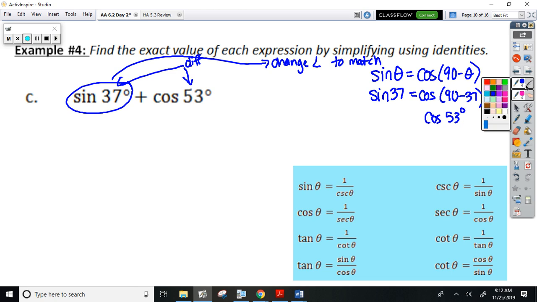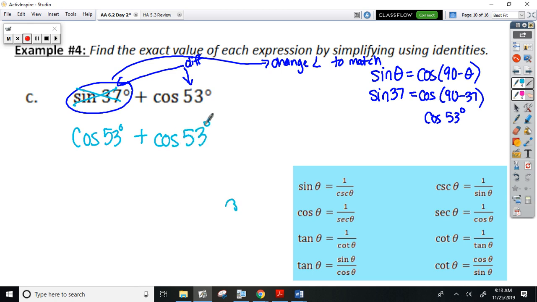So we can cross out the sine 37 and replace it with cosine of 53. Now this is the only one that's not going to get us 0 or 1. Cosine of 53 plus cosine of 53 will not cancel each other out. If it was a minus, they would.